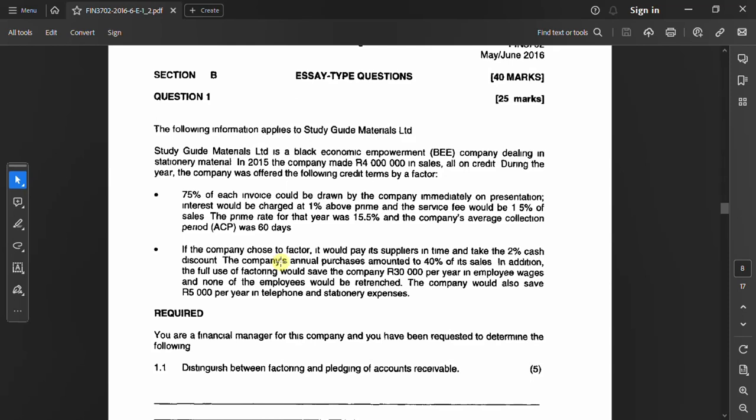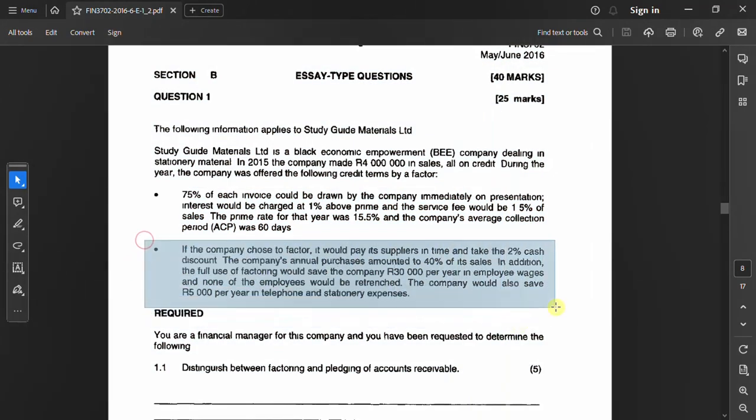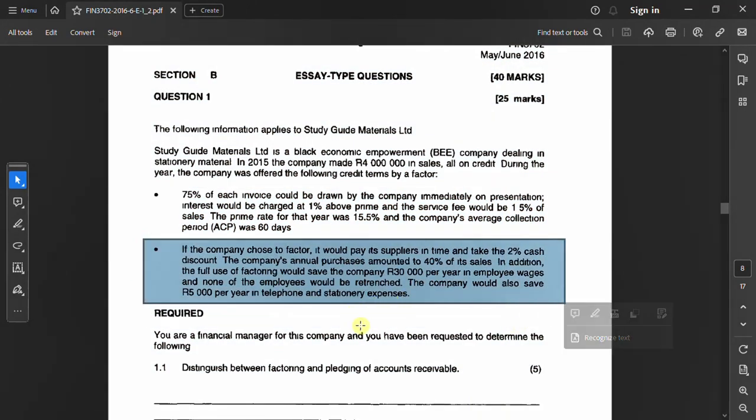Then you've got another point. If the company chooses to factor, so this would be the pledging, okay? This would be the factoring. The factor says it would pay its suppliers in time and take 2% as a cash discount. So 2% less 4 million, that'll be less, what, 80,000 I think it is. But we'll check, we'll look at the working. The company's annual purchases amount to 40,000 of its sales. In addition, the full use of factoring would save the company 30,000 per year in employee wages.